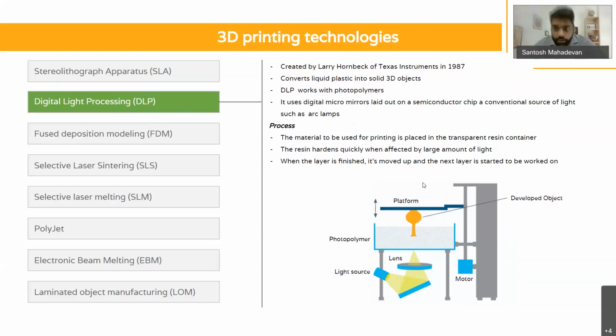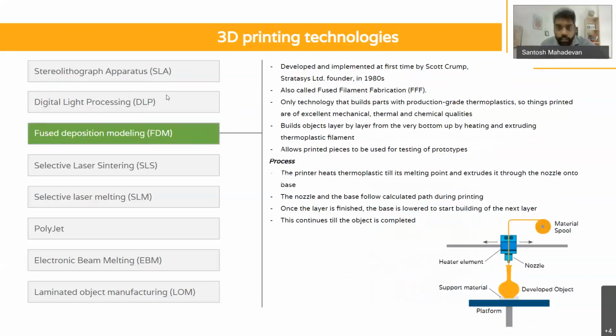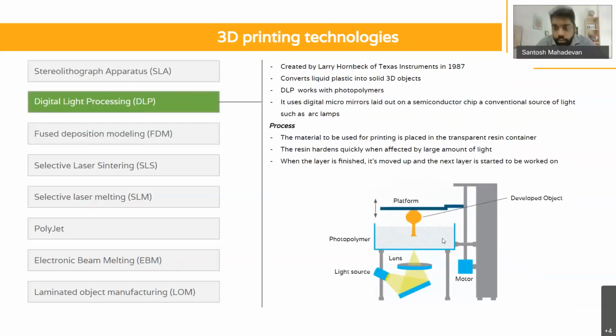So this is the DLP method, and the resin in this case hardens very quickly because there is a huge amount of light being projected, using a lesser amount of time as compared to SLA. All right, so this is the SLA process.